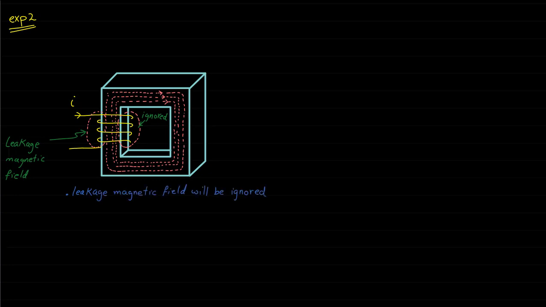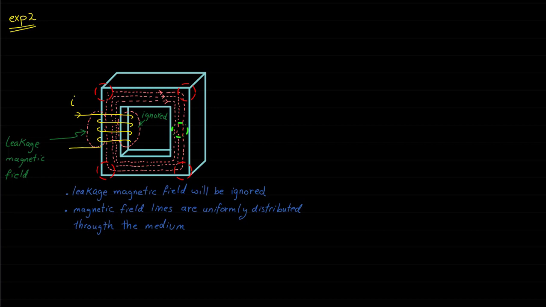The second assumption is that the magnetic field lines are uniformly distributed in the medium. In an actual magnetic circuit, it is very hard to get uniformly distributed lines. For instance, the distribution of the magnetic field at the corner could be different from the center of this core. However, the assumption of a uniformly distributed magnetic field can give acceptable results close to the actual distribution.